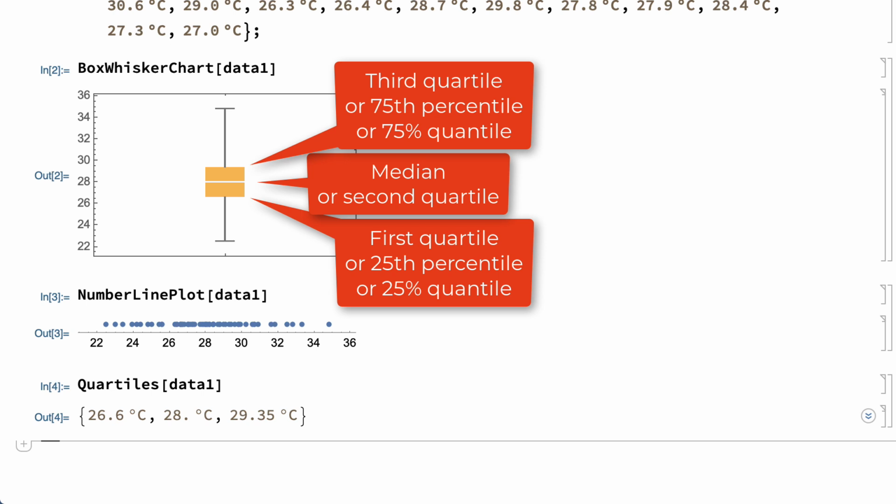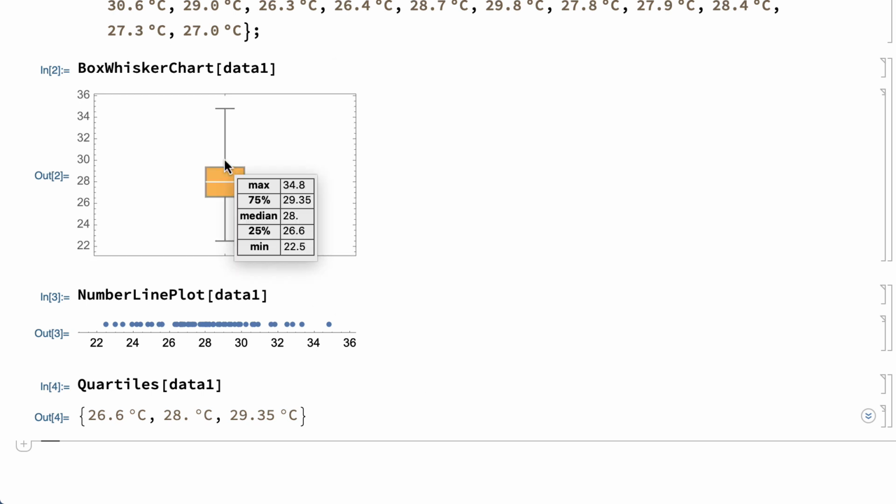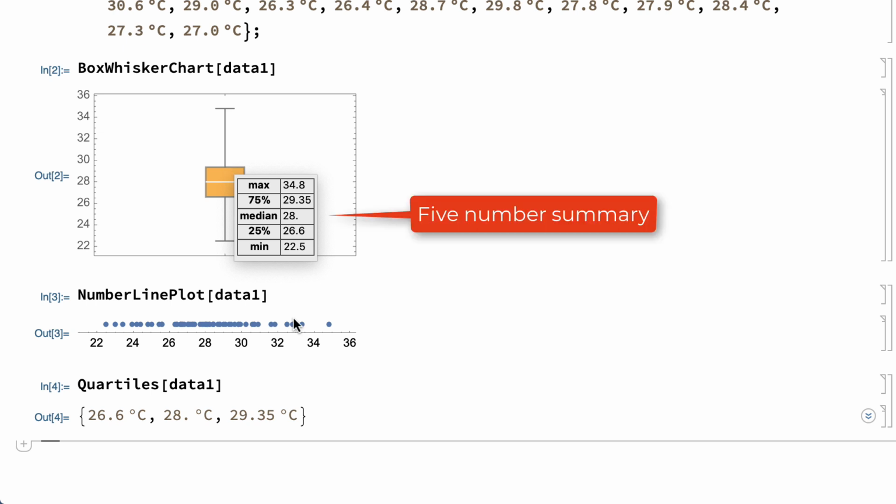Positioning the mouse pointer over the box or along the whiskers brings up a table with 5 numbers. In statistics, this set of 5 numbers is called a 5-number summary of the data. The 5 numbers are the minimum, the first quartile, identified in this display as 25%, the median, the third quartile, identified in this display as 75%, and the maximum.